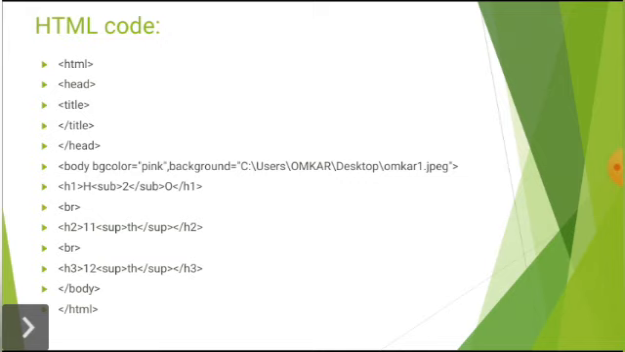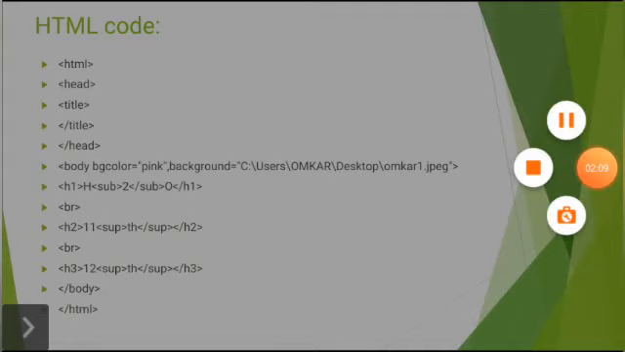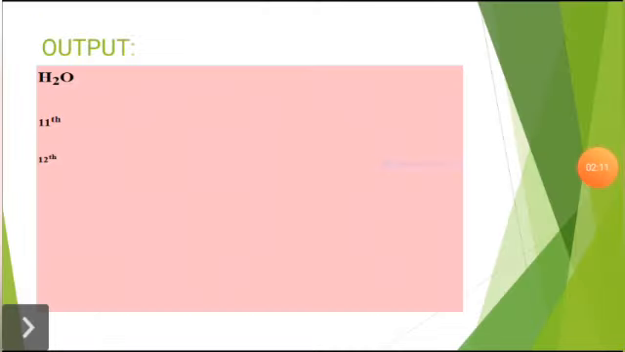to break and go to the new line we are using the br tag. Then h2, the second header tag we are using. Then 11, super tag we are using. Then th, super tag is closed, then h2 tag is closed, then br tag to break and go to the new line we are using br tag over there. Then h3, the third header tag we are using. 12th, super th, super tag is closed, third header tag is closed, then body tag closed, then html tag is closed.